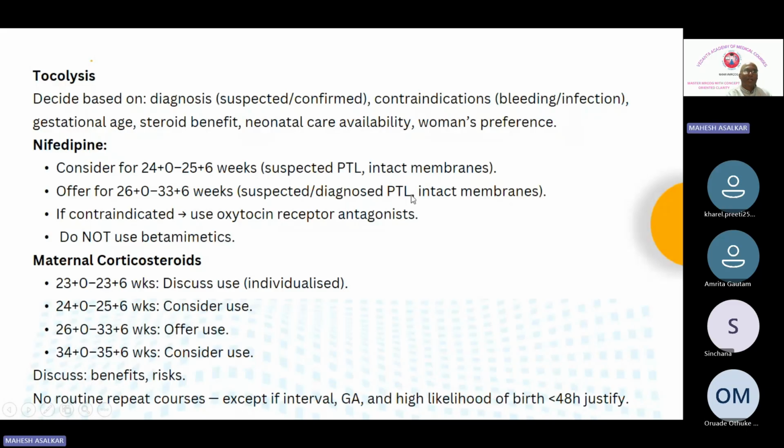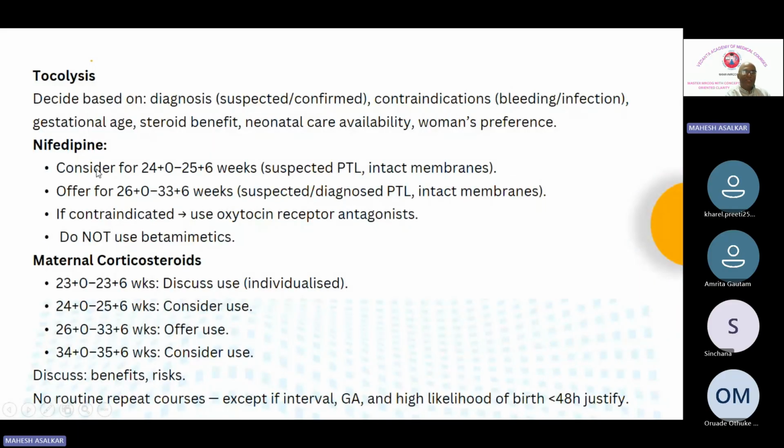Okay. Tocolysis, we'll decide based on the diagnosis whether it is suspected or confirmed. We'll look into the contraindications, gestational age, steroid benefit, etc. Nifedipine is the drug of choice. We will consider between 24 to 25+6 weeks for suspected preterm labor with intact membranes. We will offer nifedipine between 26 to 33+6 weeks for suspected or diagnosed preterm labor with intact membranes. If contraindicated, use an oxytocin receptor antagonist. So nifedipine is the drug of choice. If contraindicated, we can use oxytocin receptor antagonist, that is atosiban.